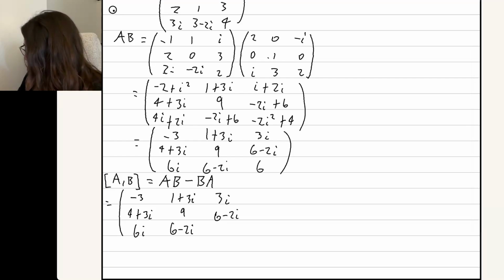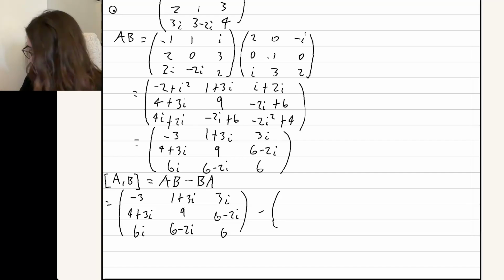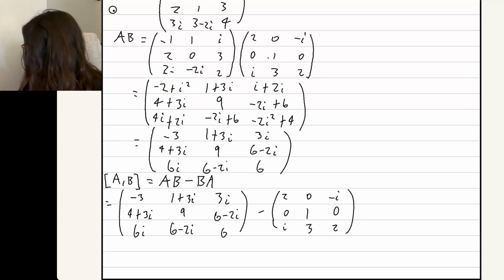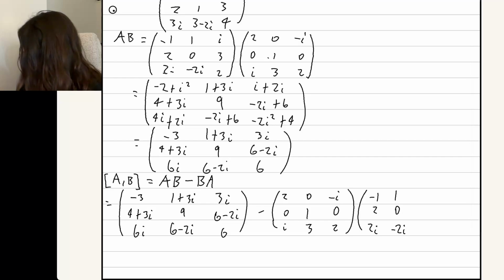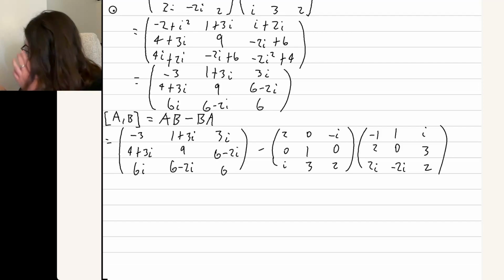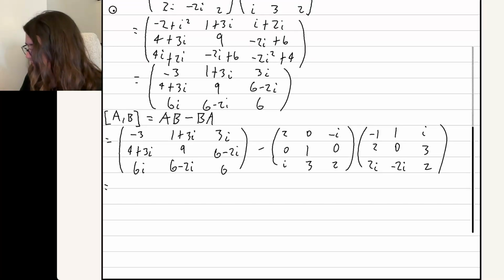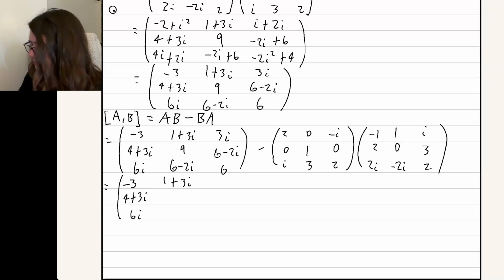So we've got B, which again was 2, 0, i, 0, 1, 3, minus i, 0, 2, times A, which was minus 1, 2, 2i, 1, 0, minus 2i, i, 3, 2. Okay, so let's carry out the multiplication of the two matrices once I'm finished writing this one again.